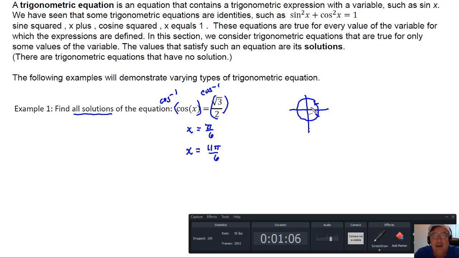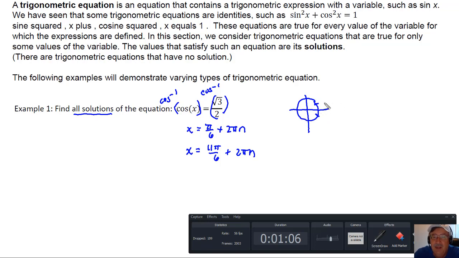Now, when they want you to find all solutions of this equation, remember the periodic nature of the circle: we are going to add what is called 2 pi n to each angle. In other words, n is going to be an integer in this case, so when n is 0, x will be pi over 6 or 11 pi over 6. When n is 1, you might start at this angle, but you can add 2 pi, add 2 pi, add 2 pi.